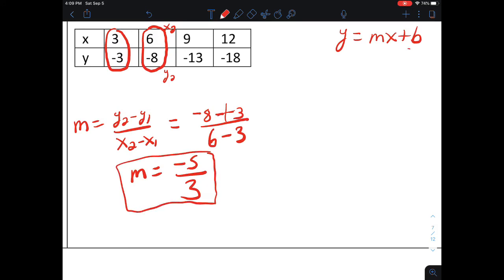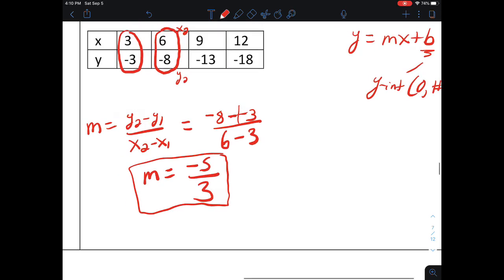Now all I need is b, which is my y-intercept. Now remember, the y-intercept is the value of y when x is 0. Well, let's look at the pattern in our table. We're trying to avoid using that other equation to write the equation of the line, if possible. So I'm going to work from right to left here. So 12 to 9 is minus 3. 9 minus 3 is 6. 6 minus 3 is 3.